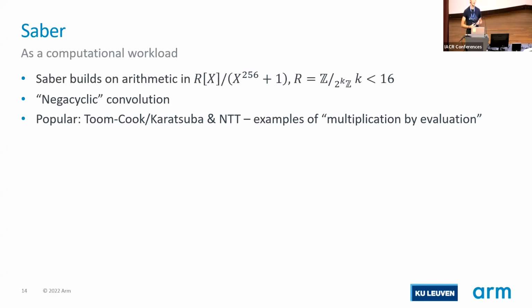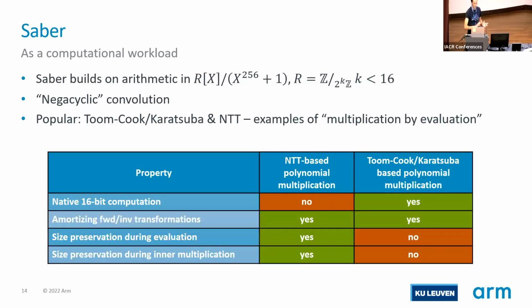And both have in common that they are examples of multiplication by evaluation, which means that if you want to multiply 2 polynomials, you evaluate them at a fixed set of points, you multiply those evaluations, and then you interpolate back the product. That's the blueprint that they both use, but the choice of points, the number of points, that's different. And you see some implications of what's good and bad about NTT versus Toom-Cook in this table.